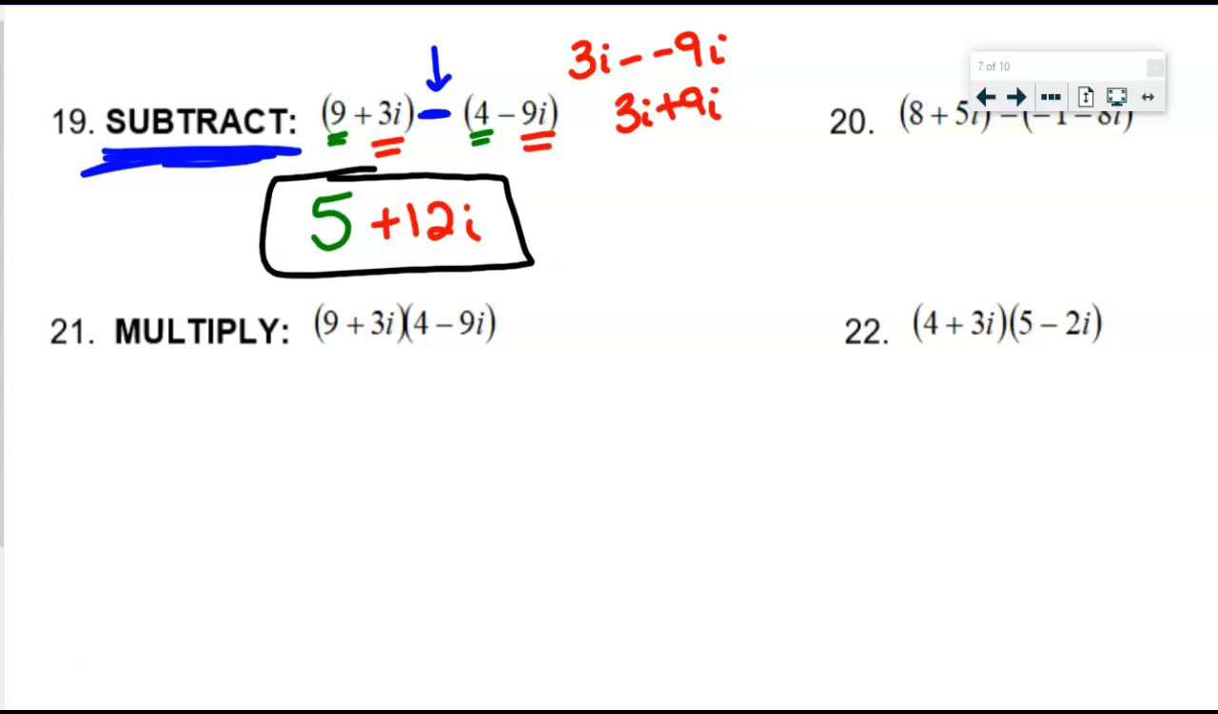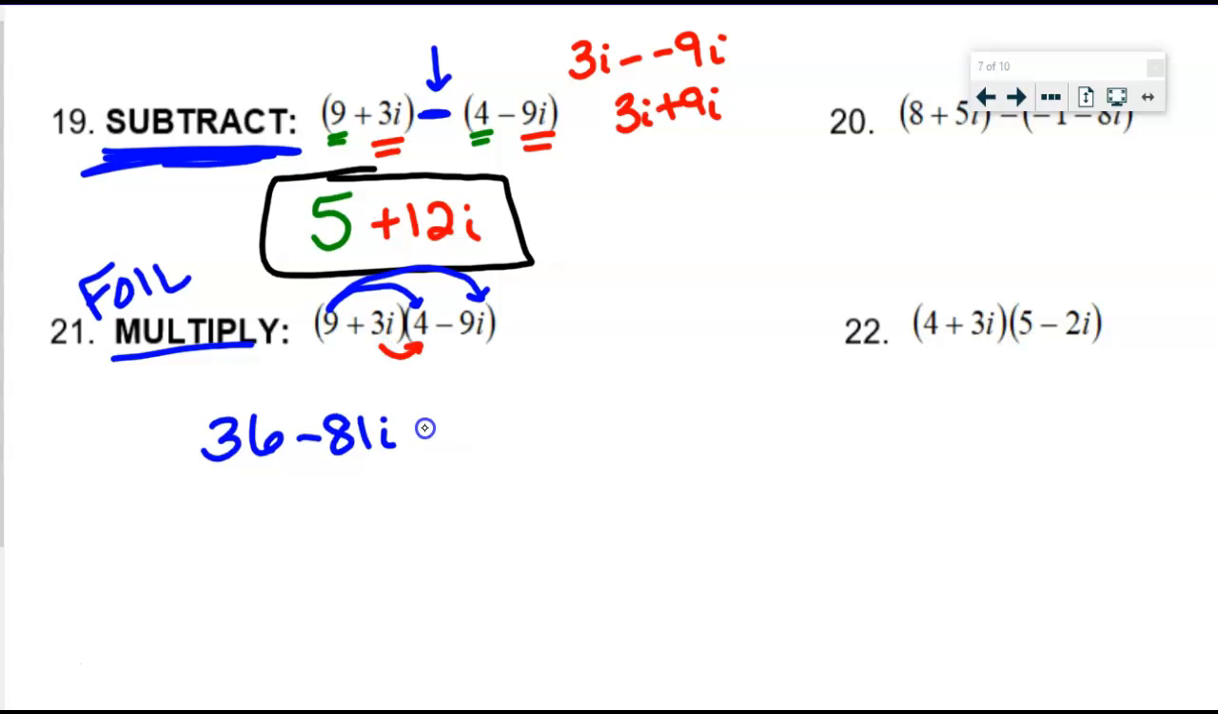21 takes a little bit of extra work because when you multiply numbers together, like we're doing in 21, you do need to remember that you are foiling, you're distributing to everybody. So we start by taking 9 times 4, 36, and then 9 times negative 9i would be negative 81i. And then we keep going. We do 3i multiplied in, so plus 12i. And then 3i times negative 9i is a negative 27, and then i times i would be i squared.